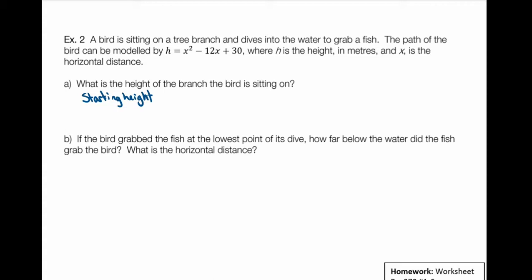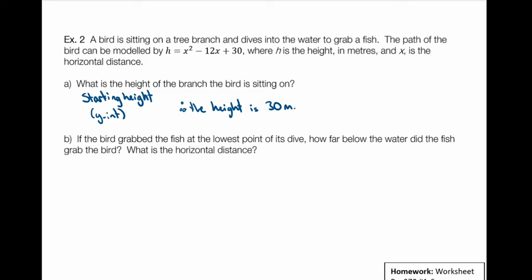And there's two ways you could do this. You could do this algebraically using the equation you're already given, or you can use your understanding of the standard form. But essentially what this is looking for is the y-intercept. And in this case, from standard form, it's the c value. And in this case, c equals 30. So therefore, the height is 30 meters.